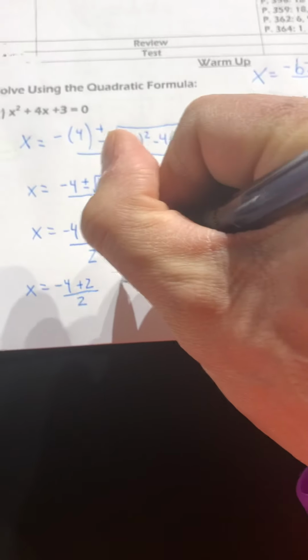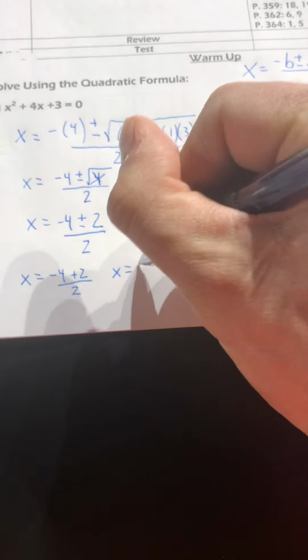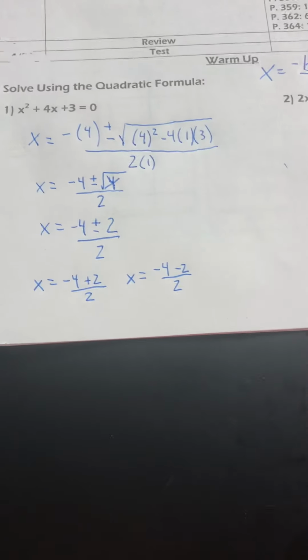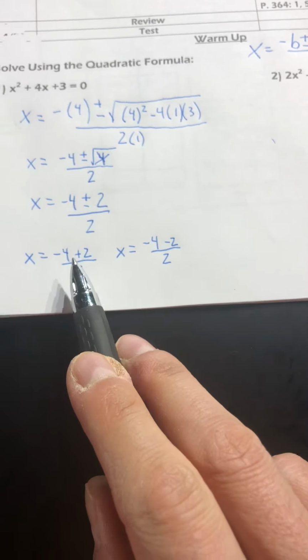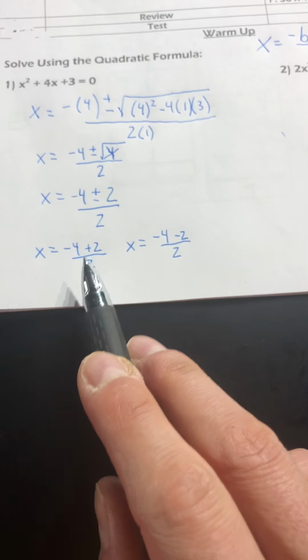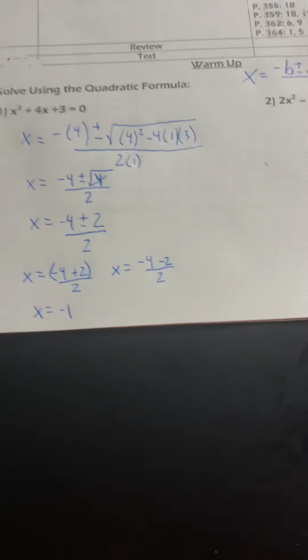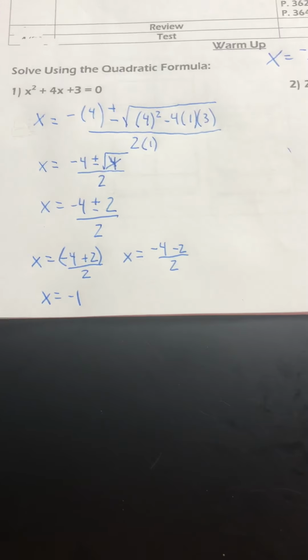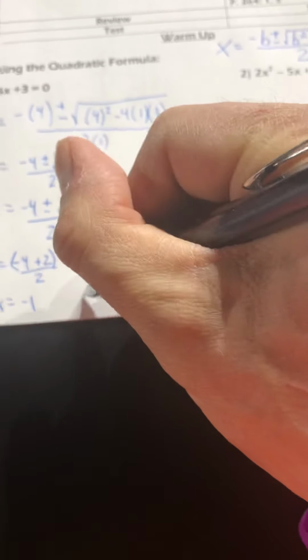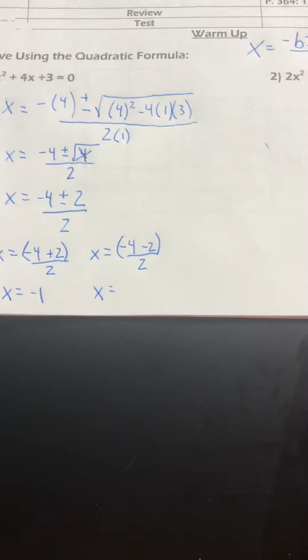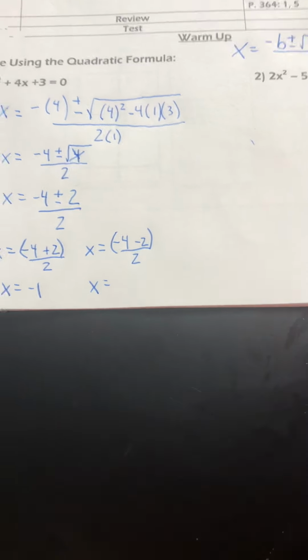And we also have x is equal to negative 4 minus 2 all over 2. Simplifying, negative 4 plus 2 is negative 2. Negative 2 divided by 2 should be negative 1. When you plug that in your calculator, you're going to want to put the numerator in its own set of parentheses. The next step, we have negative 4 minus 2, which is negative 6, divided by 2, which is negative 3.